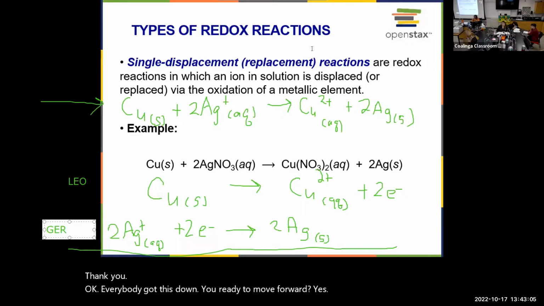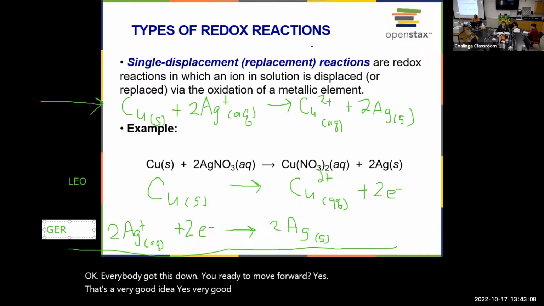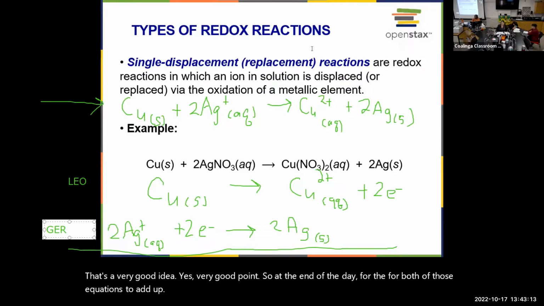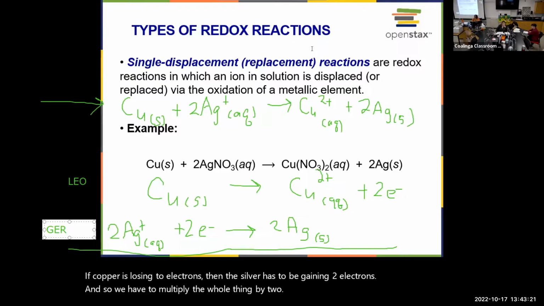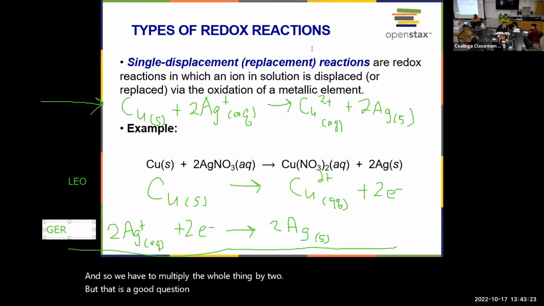That's a very good point. So at the end of the day, for the sum of both of those equations to add up, if copper is losing 2 electrons, then the silver has to be gaining 2 electrons. And so we have to multiply the whole thing by 2. But that is a good question. So normally we work our way up to it, so we're just kind of working backwards. Okay. Everybody there? How are you guys doing so far? Good? Okay.